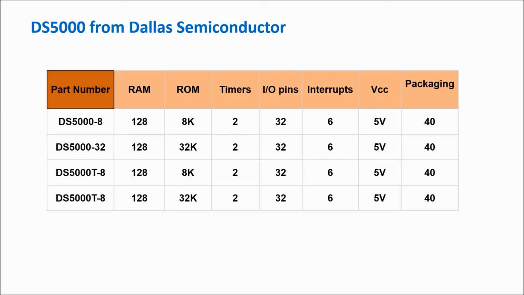Two timers are available in all versions. 32 I/O pins are available in all versions and 6 interrupts are available. Then VCC is 5 volt for all this microcontroller and they are available in the package of 40 pin.